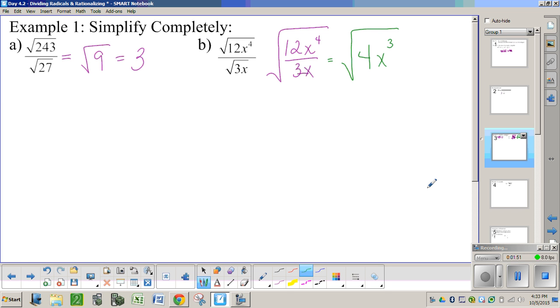Now, 4x to the 3rd we can simplify. 4 is a perfect square, so that's going to come out as a 2. So think back to our last lesson when we simplified with variables. We're going to be left with an x on the outside and an x on the inside. So this happens to be 2x times the square root of x.